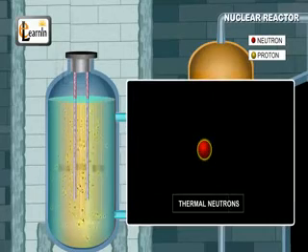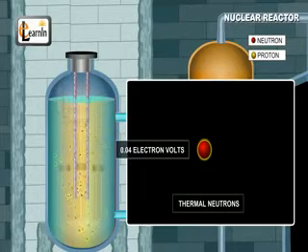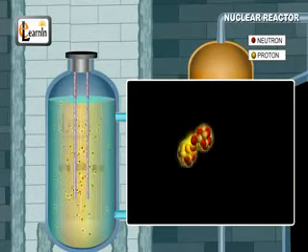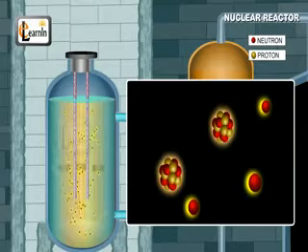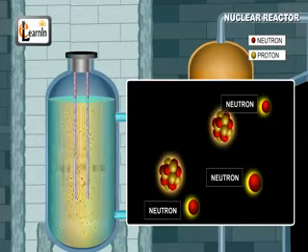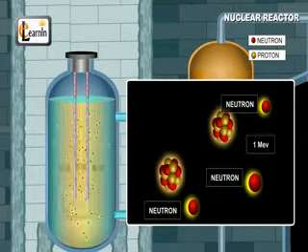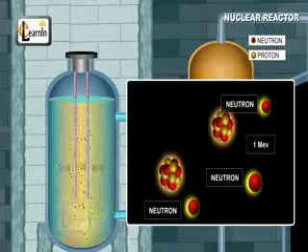Thermal neutrons, which are the neutrons with energy of about 0.04 electron volts, are capable of producing fission reaction with uranium-235. During the fission reaction process, new neutrons are given out, which have energies of about 1 MeV. This is 1 mega electron volt.